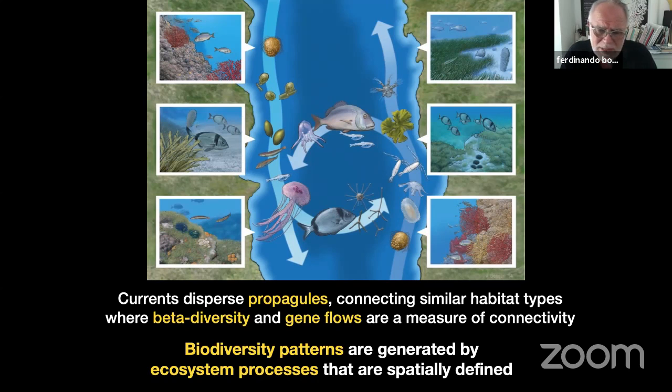So we need to understand life cycles, the matching of the presence of propagules with the current patterns and how they disperse in the environment. And these gyres or upwellings and so on connect the space, and we have to see how biodiversity answers to these physical drivers. So biodiversity patterns are generated by ecosystem processes that can be defined spatially.